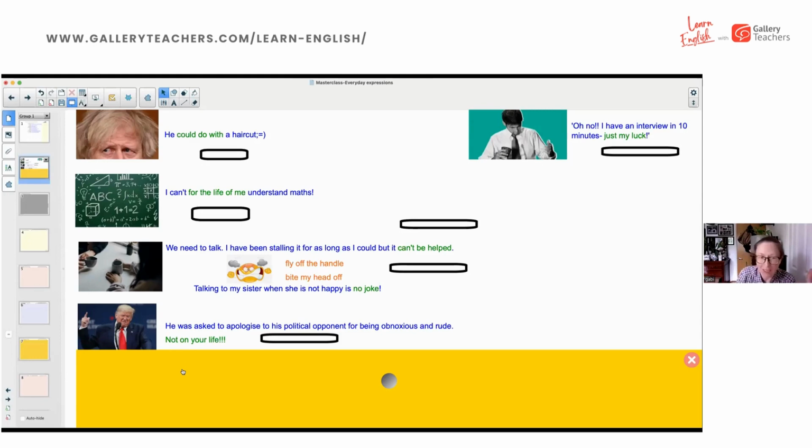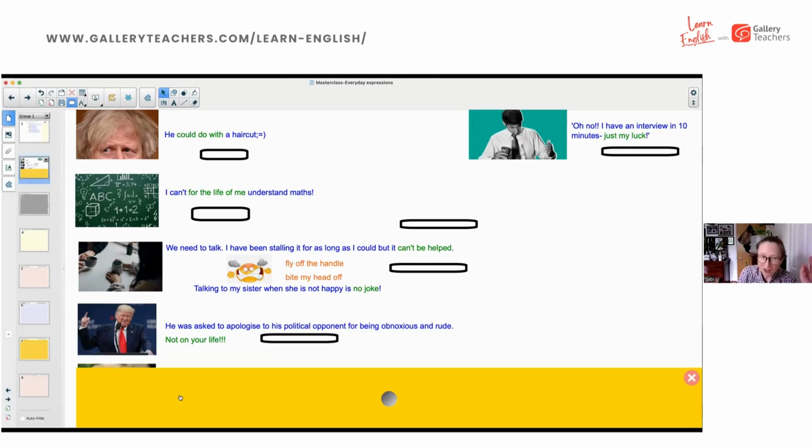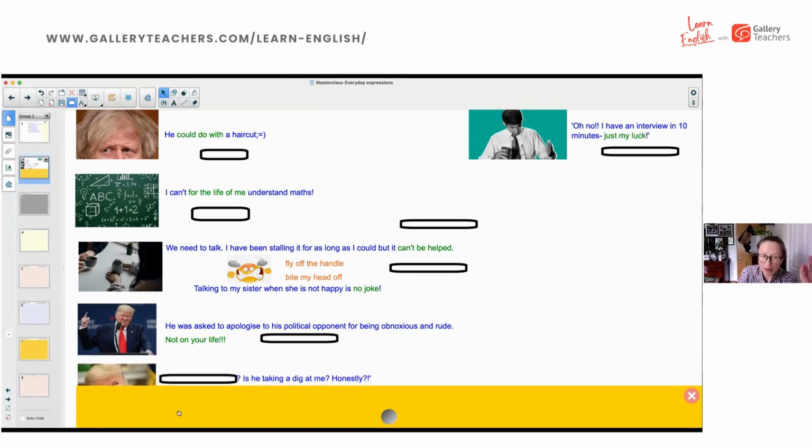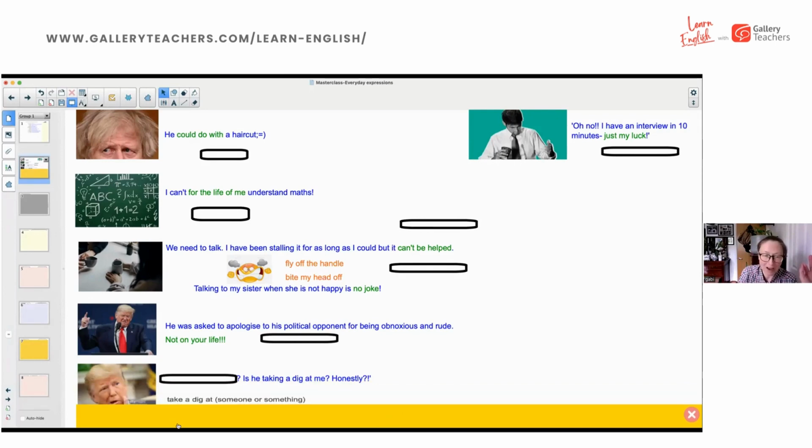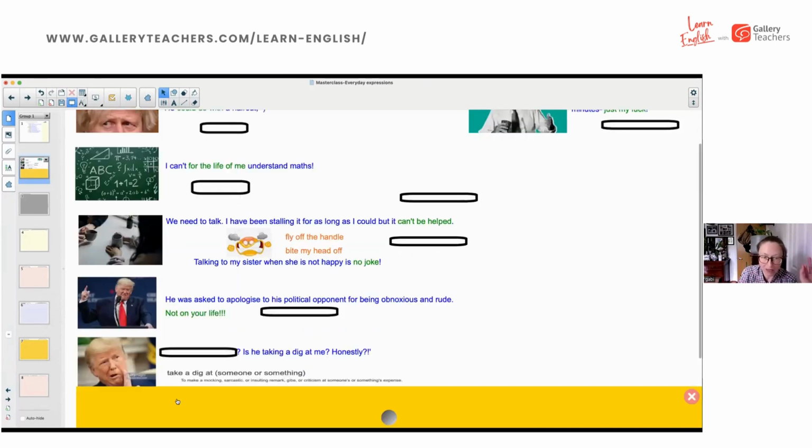Forget about it, okay? So, and the last one, again, we have Boris, we have Donald Trump again. Look at his face.